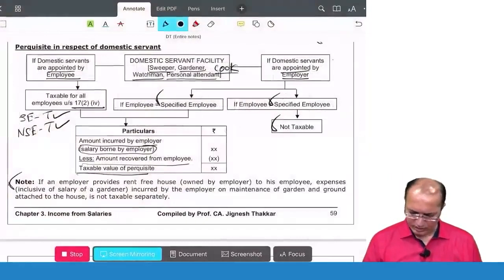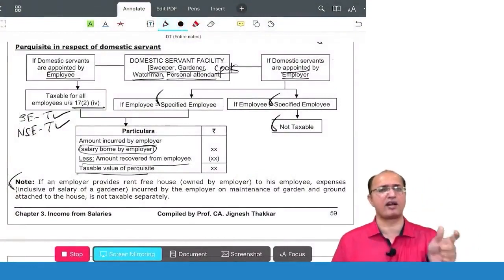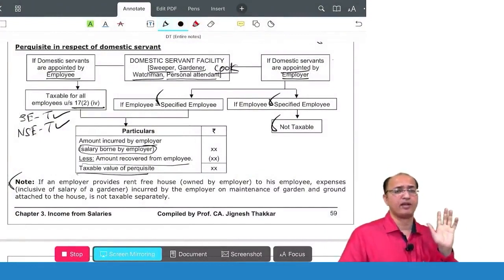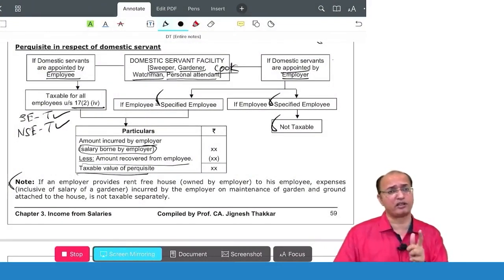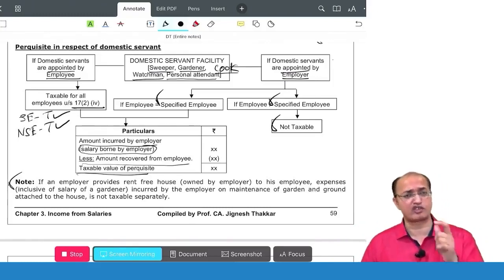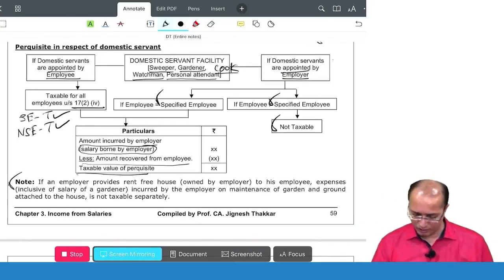So, conclusion is what? If accommodation is provided along with that gardener facility is provided, then no separate tax on gardener facility. But if accommodation is not provided, only gardener facility is provided, then yes, gardener facility should be independently and separately taxed. That is what is written in a note.